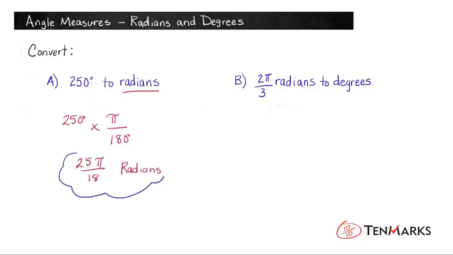Now let's take a look at the second one. We're going from radians to degrees. We're going to convert 2 pi over 3 radians to degrees, so we know that we want our conversion factor to have degrees on top, so that we end up with degrees in our final answer. So we'll take 2 pi over 3 radians and multiply that by 180 degrees over pi radians. The pi's will reduce to 1, and 2 times 180 divided by 3 gives us 120 degrees.